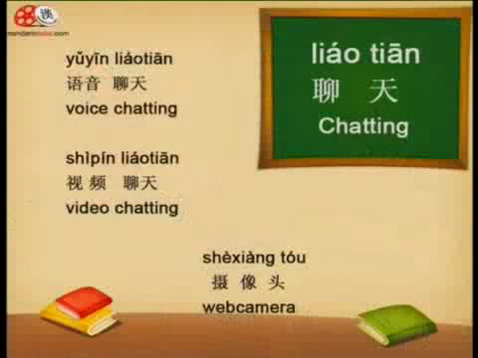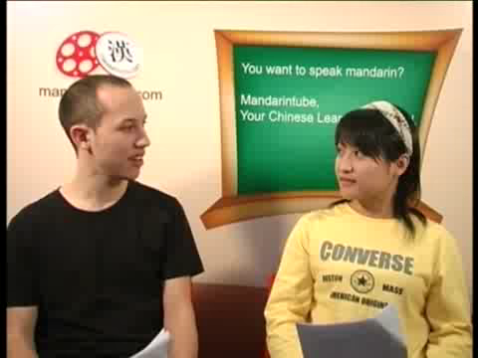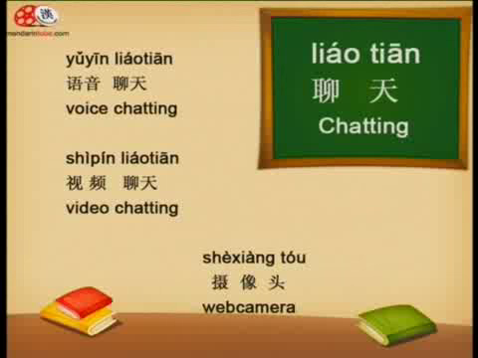But apart from the text, we can also use voice and video. So how do we say voice chatting? That is 语音聊天。 So that's like something you might do on Skype, for instance. Yeah, Skype or MSN message. And then there's video chatting, and how do we say that? That is 视频聊天。 And that comes from 视, shi means watch, so you can see each other from the camera.